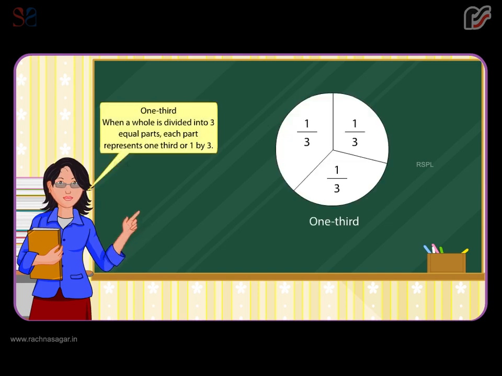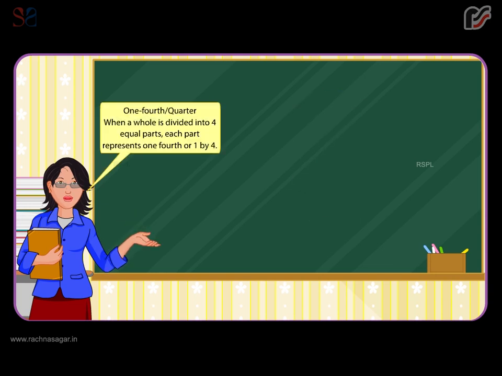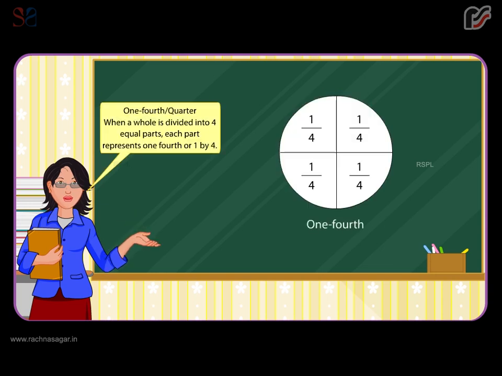1/3. When a whole is divided into three equal parts, each part represents 1/3 or one-third. 1/4 or quarter. When a whole is divided into four equal parts, each part represents 1/4 or one-fourth.